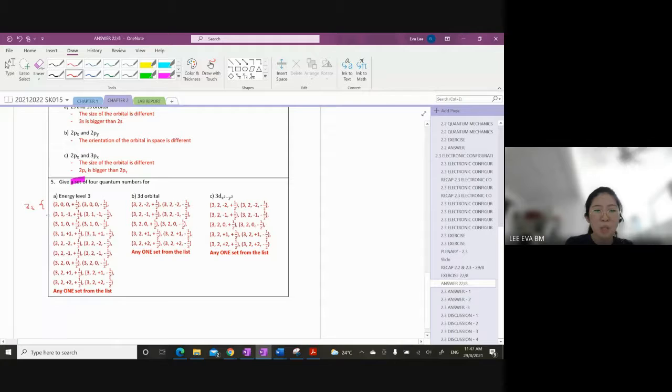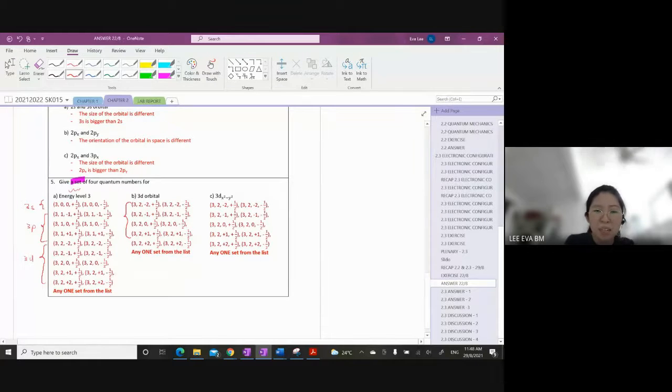Or maybe you want to choose from 3p. When you see the value l equals 1, that means this is from 3p. These 6 quantum number sets are from 3p. Or you want to choose from 3d, also can. So any set over here, because the question only requests one set. If the question asks for all possible sets, or it tells you to give sets, in plural form, then you have to give all. And then for 3d, any from the sets over here.